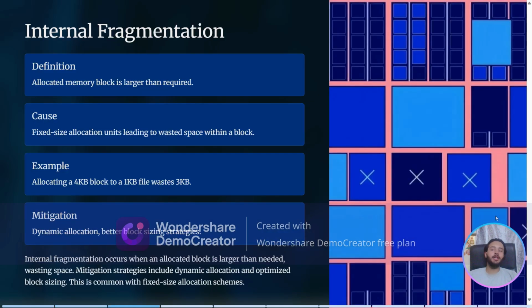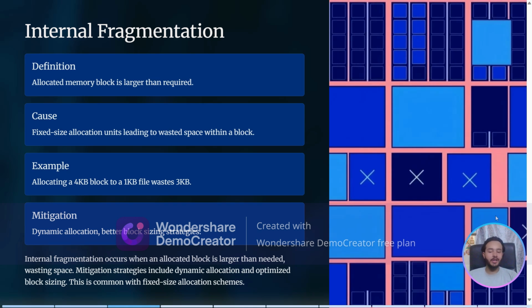What is internal fragmentation? The definition of it: the allocated memory block is larger than required. The cause is fixed size allocation units, leading to wasted space within a block. Example: allocating a 4 KB block to a 1 KB file wastes 3 KB. Mitigation: dynamic allocation and better block sizing strategies.